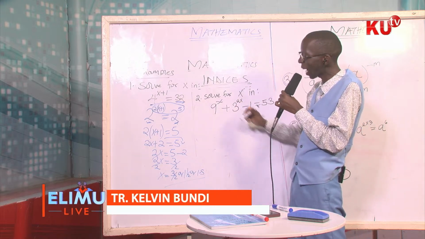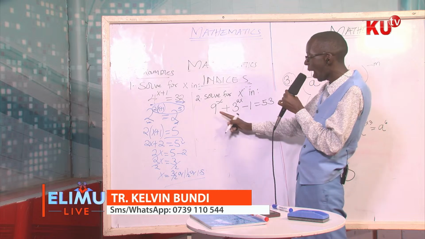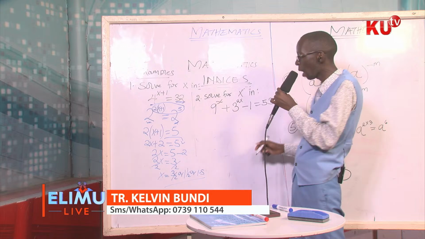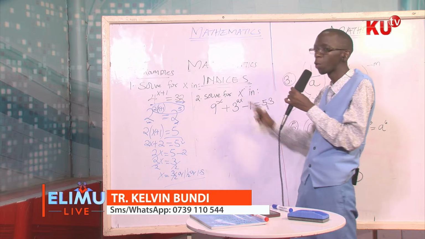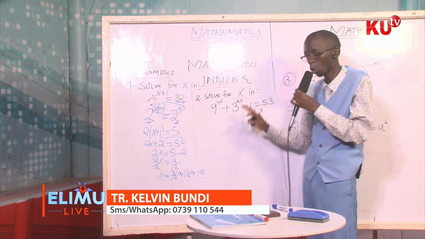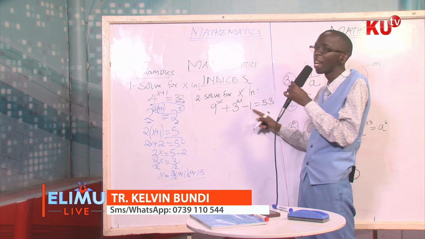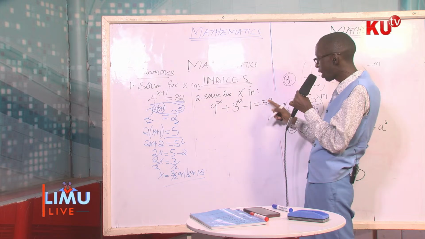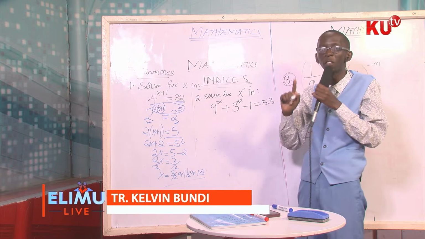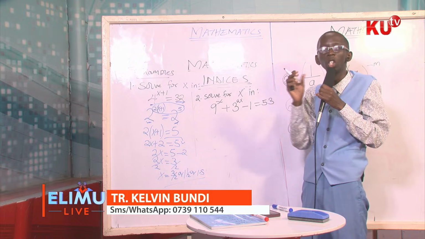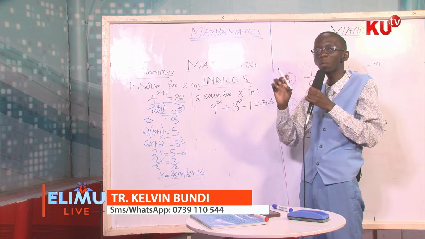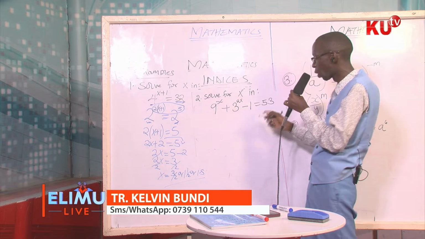Now, when you look at this equation, we have 9 to the power x. 9 is the base, x is the power. 3 to the power 2x. 3 is the base, 2x is the power. Then minus 1. 1 has no power. Is equal to 53. 53 has no power. Bring the like terms together. The terms without powers, let them go together.